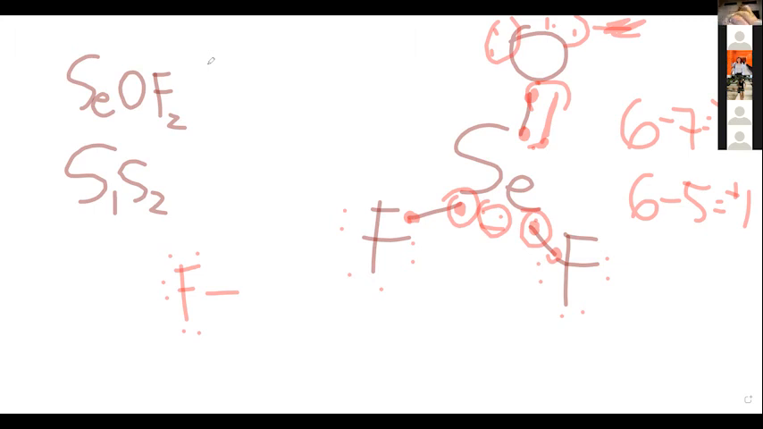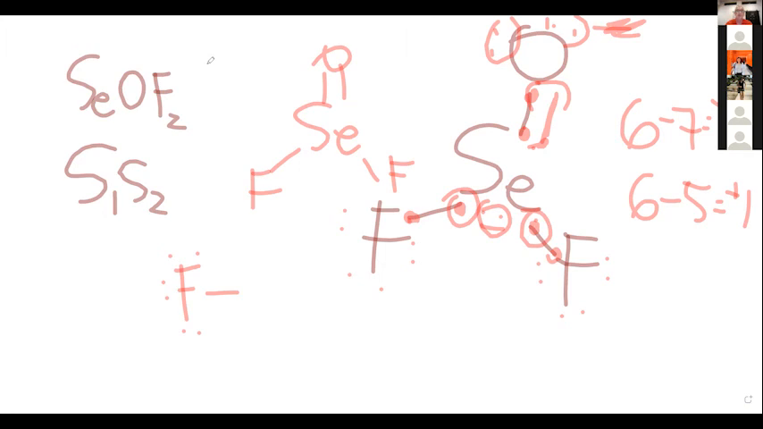So your final structure looks like this: selenium, double bond, oxygen, single bond, fluorine. If we just write it like that, would that be correct? Or would we have to add all those little dots, like for fluorine? If you're drawing a Lewis structure, you've got to have the lone pairs. Yep, got to have the lone pairs.